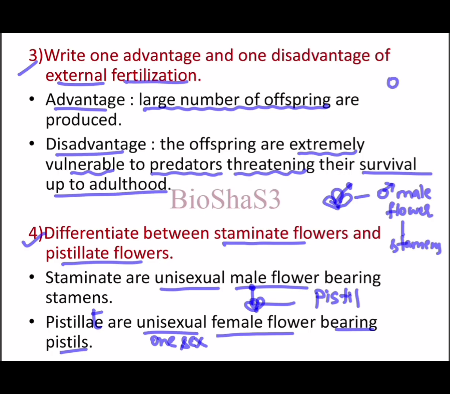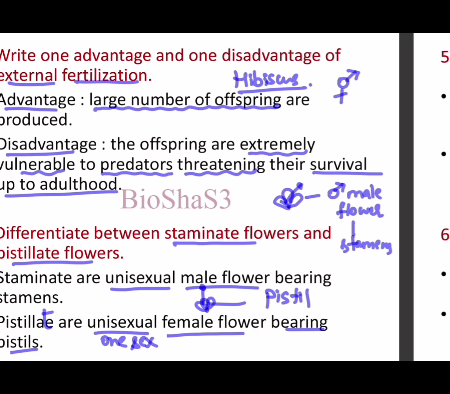Bisexual means what? The flower will have both the sex organs, that is stamens will be present and then the pistil will also be present. For example, your hibiscus flower. You all have seen, isn't it? Hibiscus flower. I hope it is clear. Staminate flower and pistillate flowers. Next.